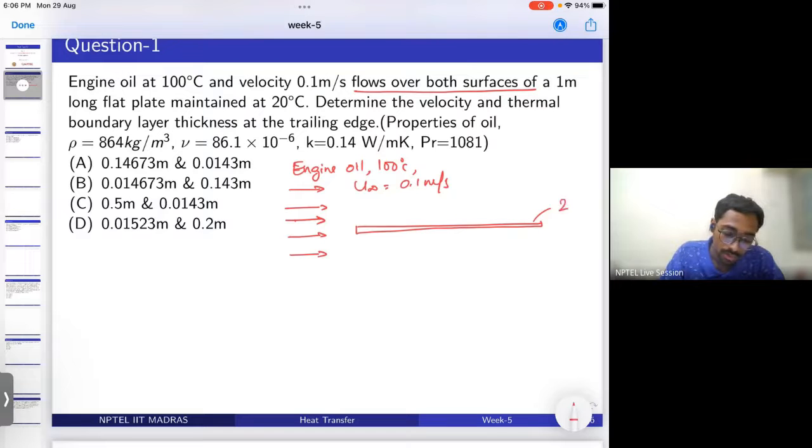This plate is at 20 degrees Celsius. Because of the temperature difference, the thermal boundary layer will be formed, and also the velocity or hydrodynamic boundary layer will be formed. Both boundary layers will be formed on both sides of the plate, but they will be identical. The thermal boundary layer on the top and bottom surface will be identical, and likewise the hydrodynamic boundary layer on the top and bottom surface will be identical. So if you got the answer, you can comment it in the chat box.